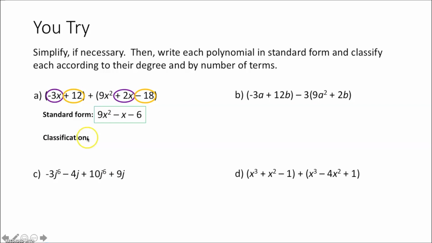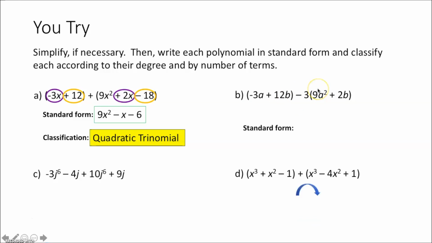Perfect. Now, how do I classify this? Well, what's the greatest degree? The term with the greatest degree would be this one with the 2. So it's a quadratic. And then 1, 2, 3 terms, trinomial. Here, I need to distribute this -3 in order to simplify this first. So let's distribute that -3. And when I distribute a -3, this becomes -3a plus 12b minus 27a squared minus 6b.